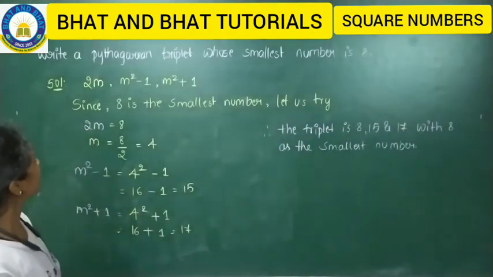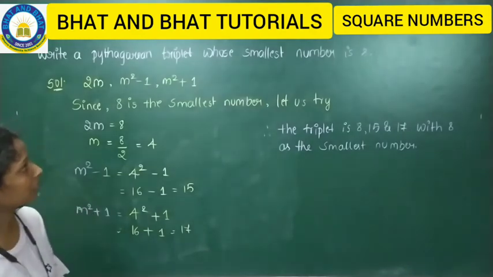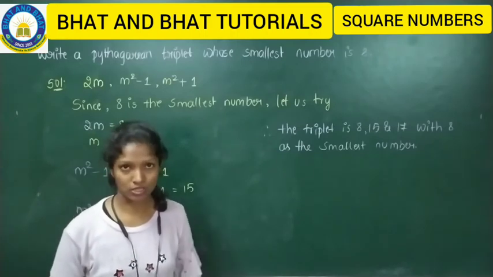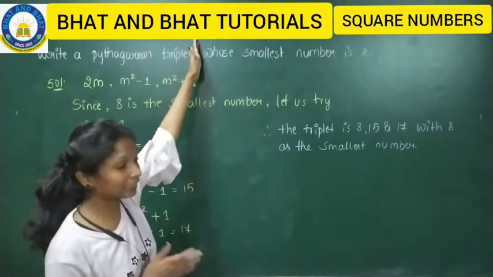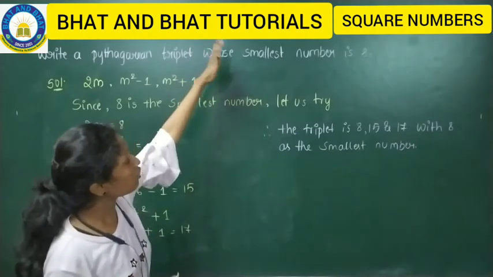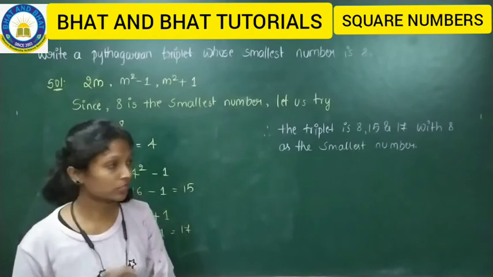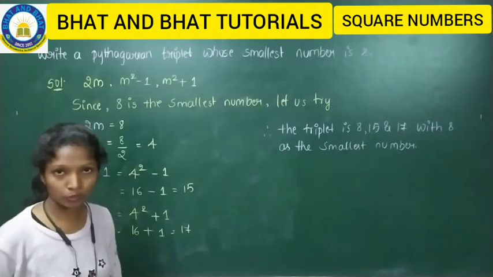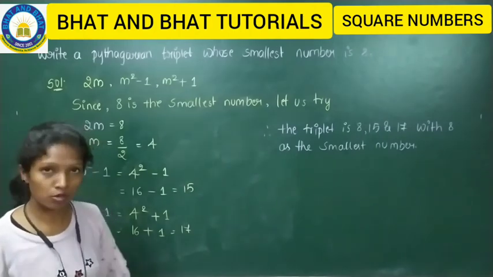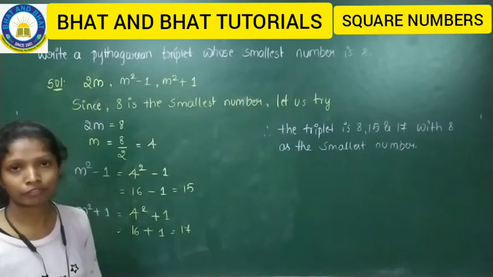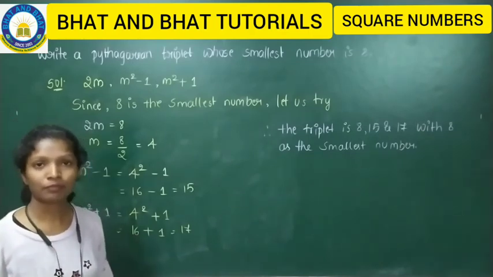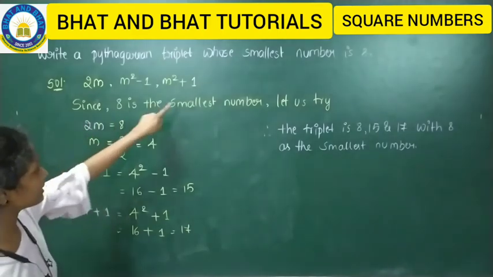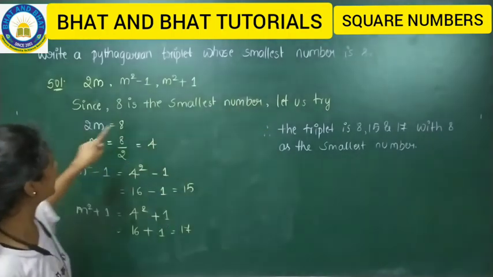See, again I'll just explain how it came. Listen. Where they're asking you to write the Pythagoras triplet, the smallest number they have given you is 8. So this is one of the hints they are giving you, that 8 is the smallest number. With this hint, you have to find the Pythagoras triplet. We can form it in two ways: one is the general form, another one is the normal form. In the general form, the formula would be 2m, m square minus 1 and m square plus 1. Since 8 is the smallest number, we are going to try with this.